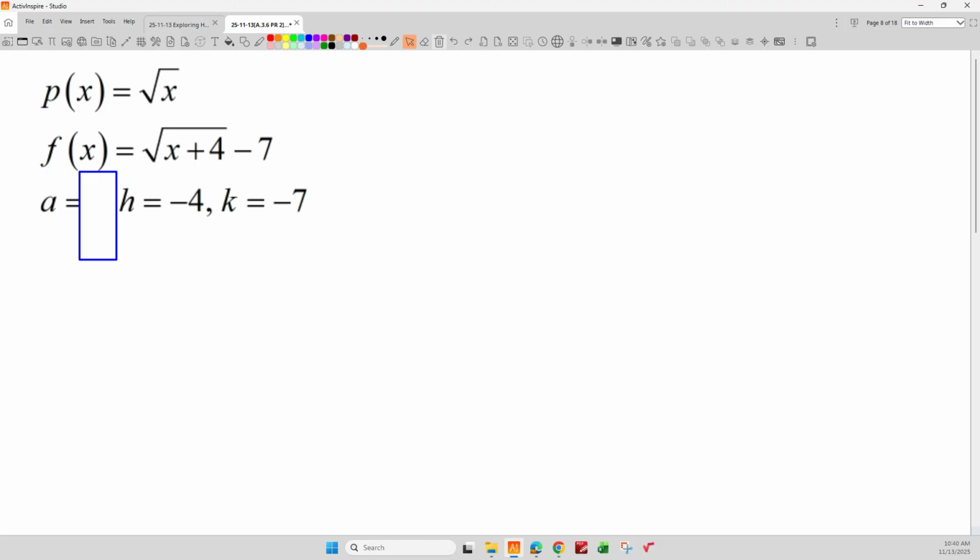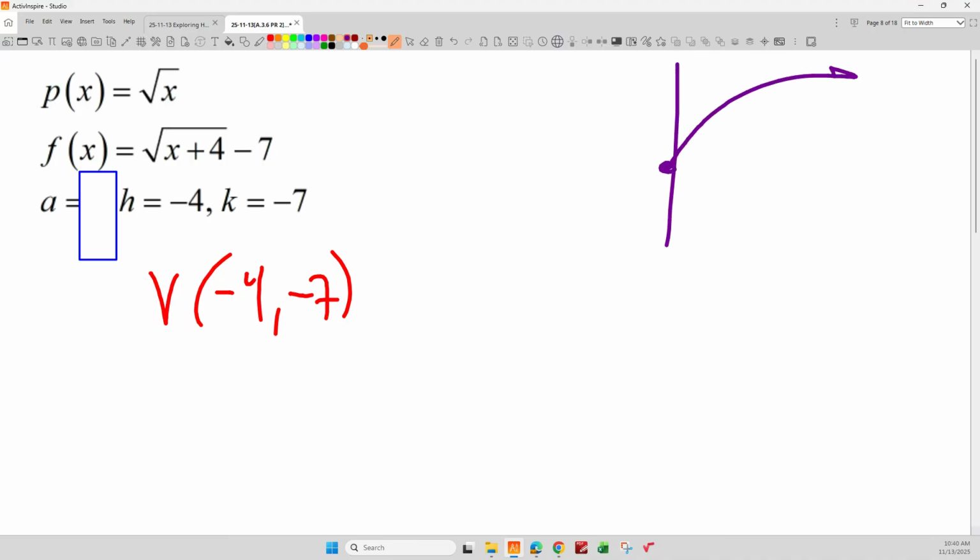Now this function doesn't really have a vertex, but it has a starting point at the origin for our parent graph. We're going to call it a vertex even though it's really not. Can you tell me what the new starting point would be for this function? Negative 4, negative 7. In this case, the starting point, we'll talk about this later in the year, looks like that for a square root graph. And so that starting point of the graph is just going to get moved left 4 and down 7, and we would just start it in a different place.